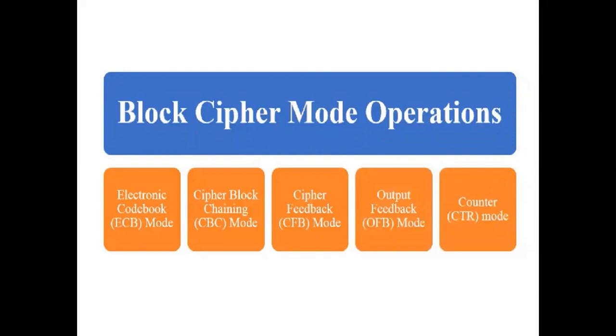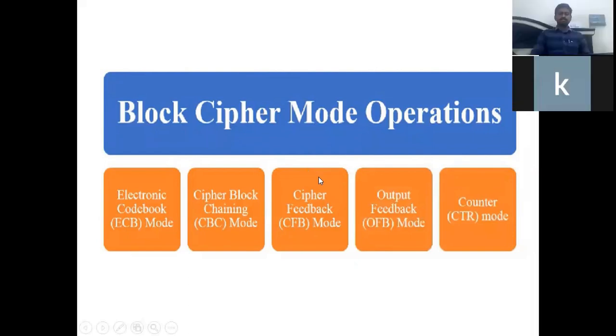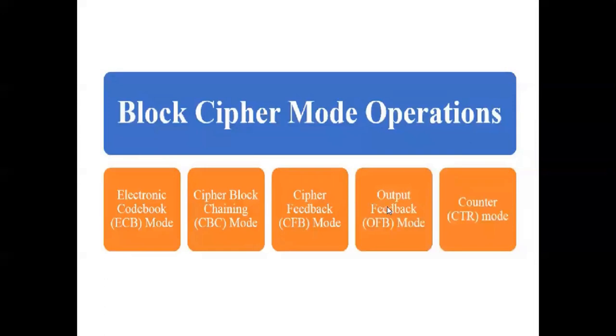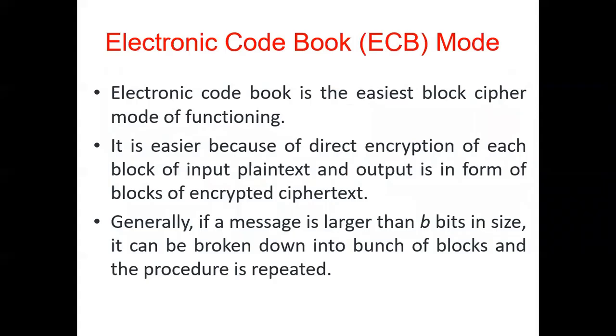Here in the block cipher modes of operation, we have 5 modes of operation. Let us see each one in detail. The first one is electronic code book mode, and then cipher block chaining. Third one, cipher feedback mode. Fourth one, output feedback mode, and last one, counter mode. So totally we have 5 modes of operation under the block cipher. The first one is electronic code book, ECB.